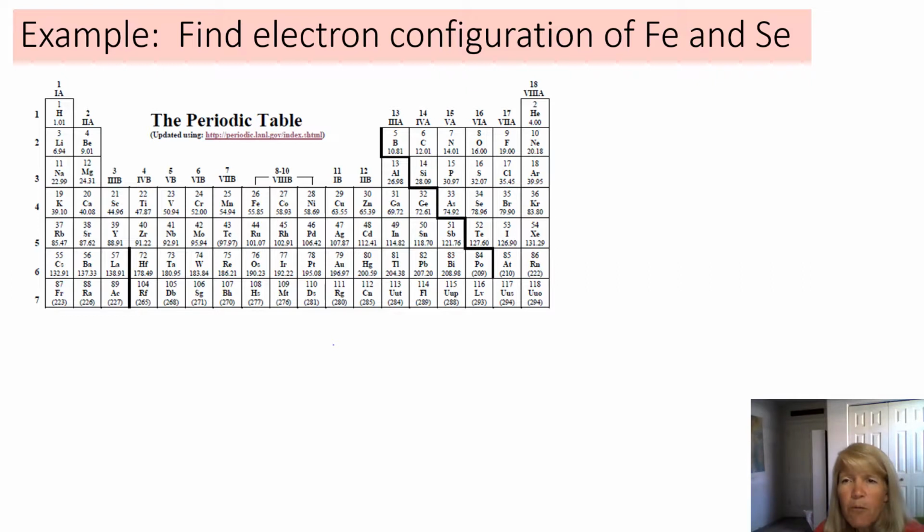So let's work on some more. Now, if you go back to that previous slide, you'll notice that when you get to the D region, it's always 1 less than the row, okay? So remember, this is our S, this is the P, this is the D region, okay? So let's look at iron, Fe. Okay, iron is right here on the periodic table. It has 26. All right, we're going to start with the very first row.